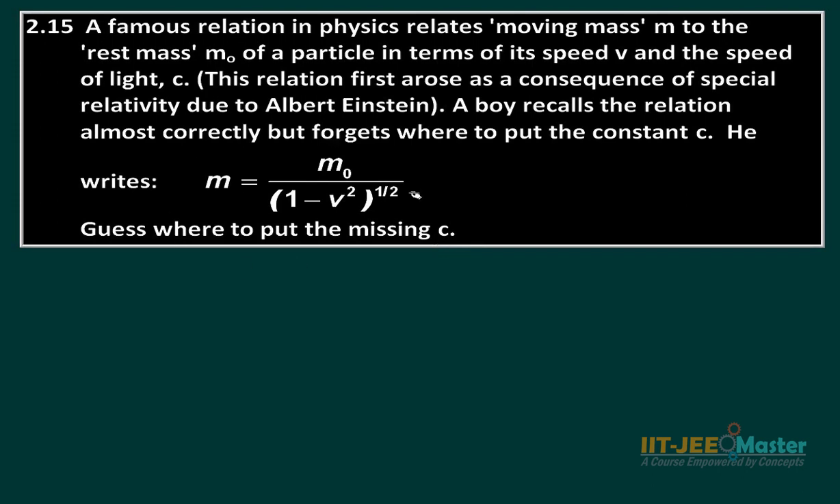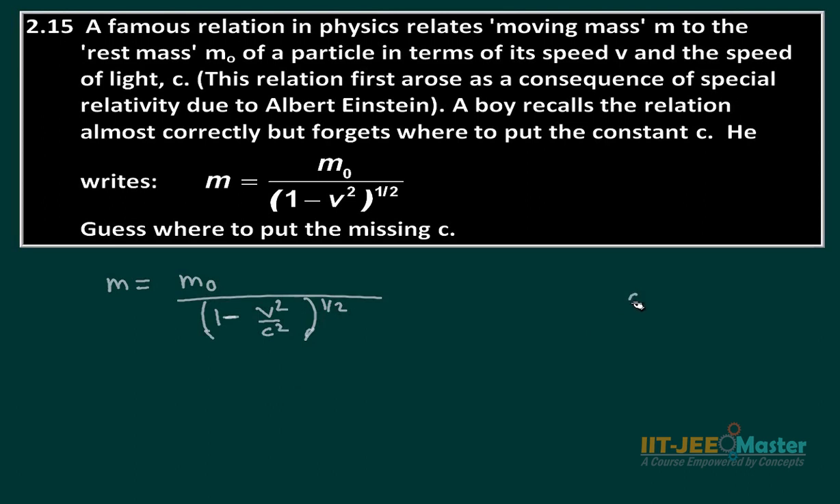Let us do a dimensional analysis of the formula. m is the mass, so here should also be the mass, which is there. Mass is equal to mass. So this 1 minus v square to the power 1 by 2 should be dimensionless. But what I see, v square, which is the speed of the moving mass, is not dimensionless. So let us divide it by c square.